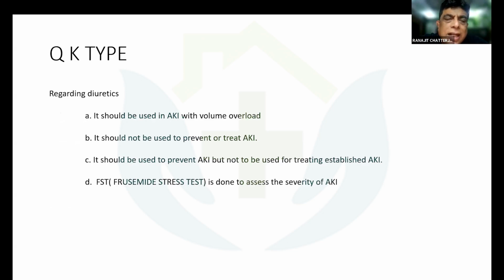Now, regarding diuretics, it should be used in AKI with volume overload. It should not be used to prevent or treat AKI. It should be used to prevent AKI, but not to be used for treating established AKI. And furosemide stress test is done to assess the severity of AKI. What true, false, K-type question. What do you think?